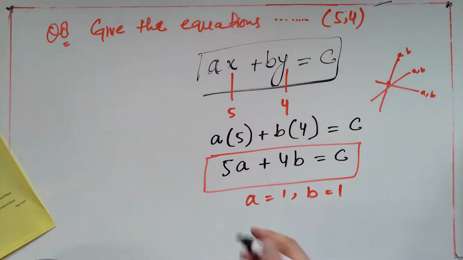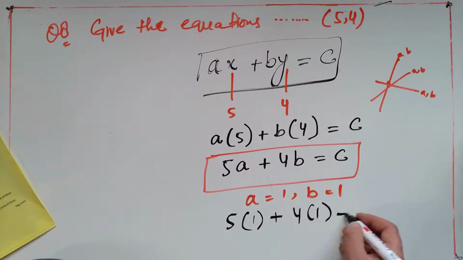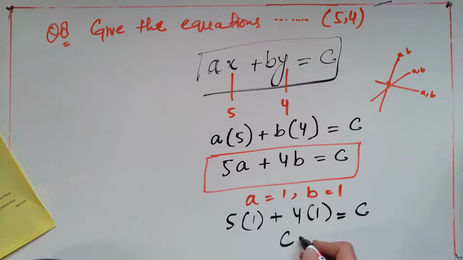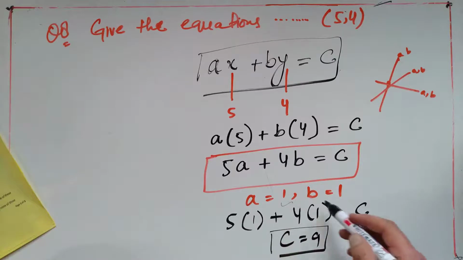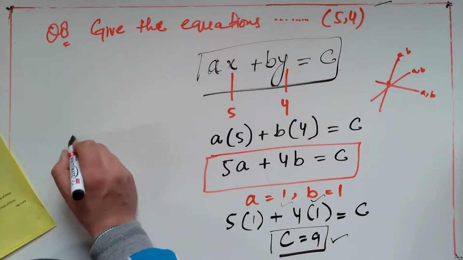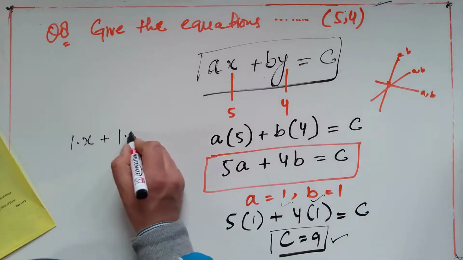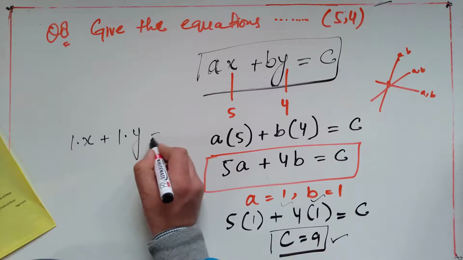This will give me 5 into 1 plus 4 into 1 equals c. That is, adding this up, you will get c equals 9. So when you keep a as 1 and b as 1, you get c as 9. So you can write down an equation: 1 into x plus 1 into y equals 9.